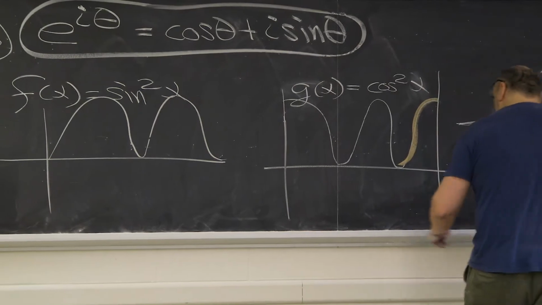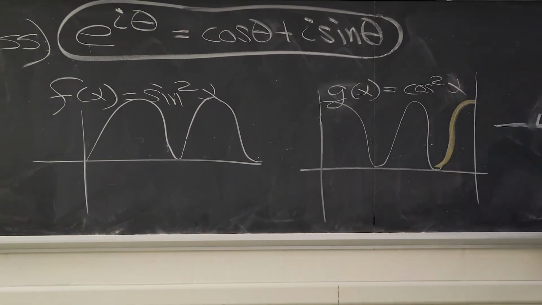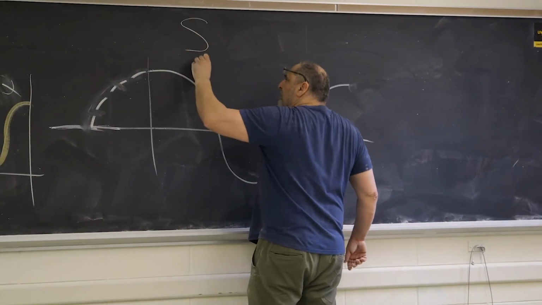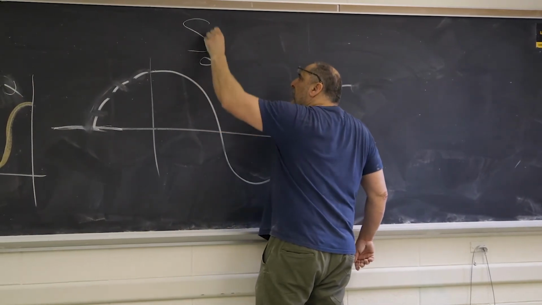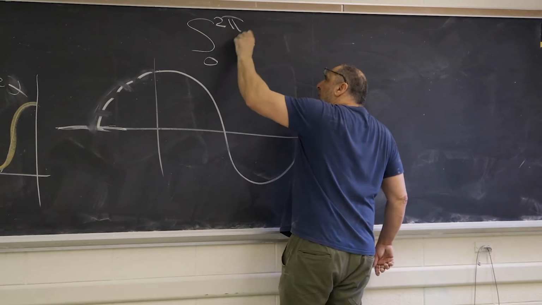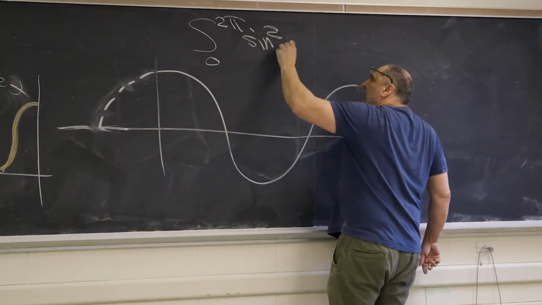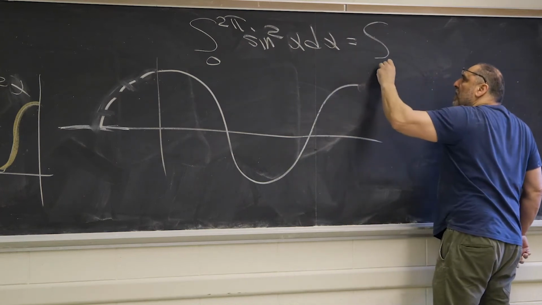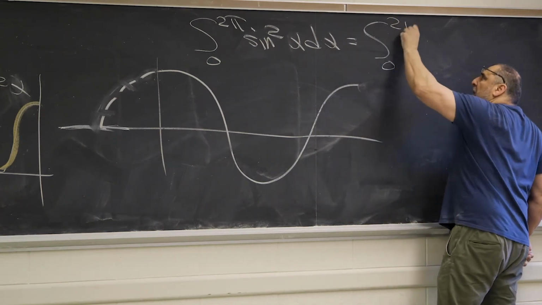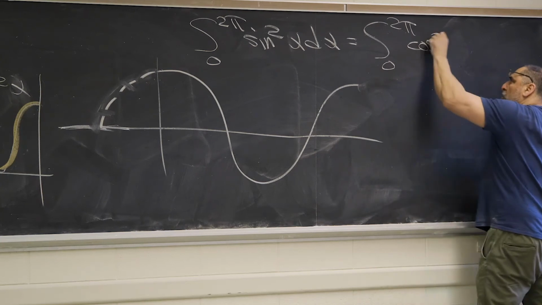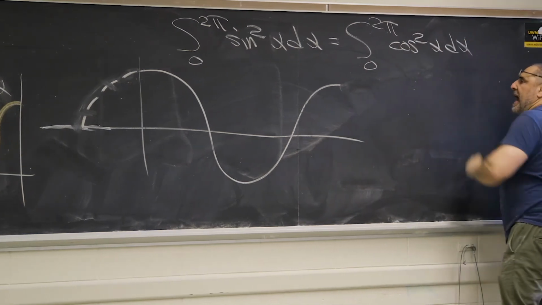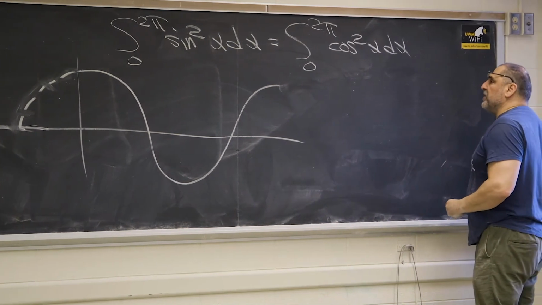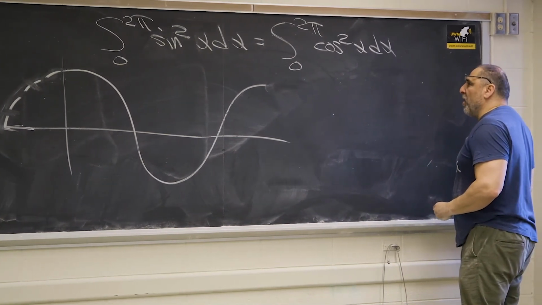What does that mean? It means a lot of stuff. It means that if you take the integral from 0 to 2 pi of sine squared x dx, that's equal to the integral from 0 to 2 pi of cosine squared x dx. Fascinating. Interesting. Let's talk some more.